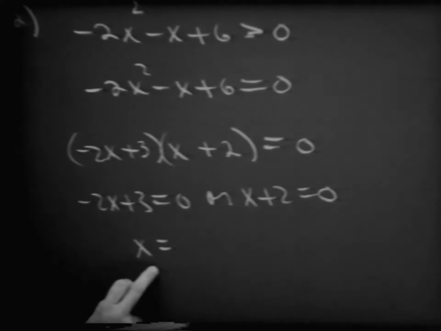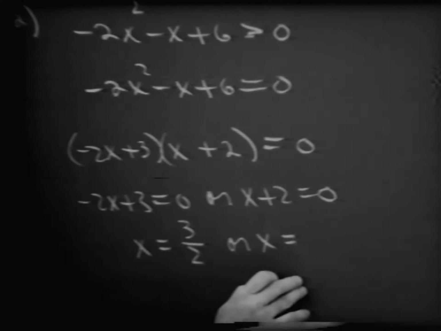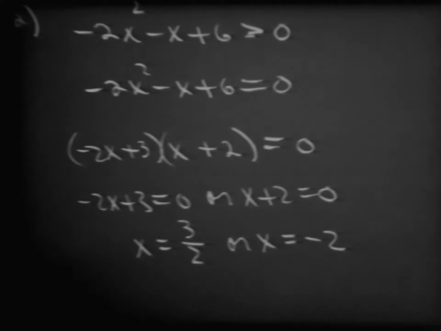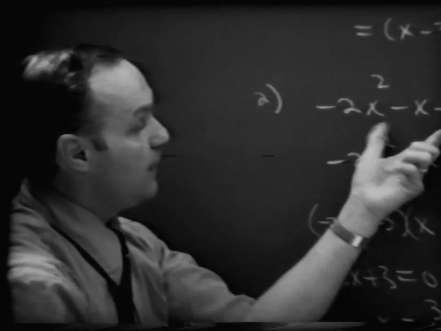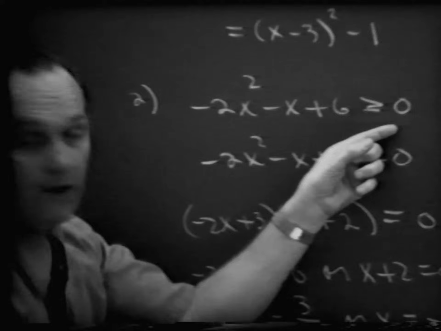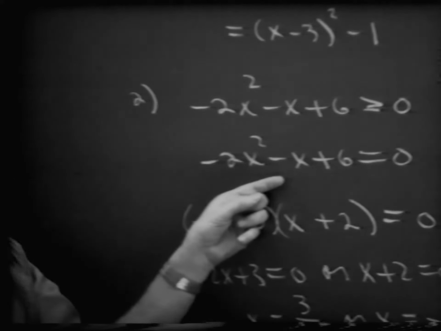Therefore, x here must be equal to what number? Positive 3/2, or x then is equal to what? A negative 2. Now, here we have some function in which we want to show that this value is greater than or equal to 0. All right? We looked then at the corresponding equality, found out where it crossed the x-axis.